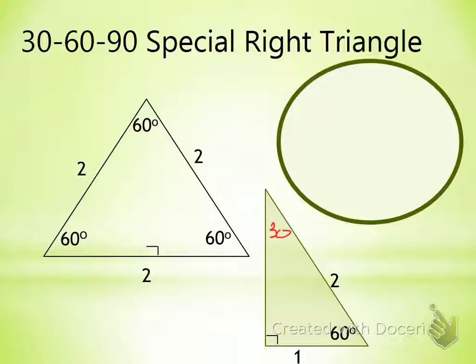Now, we don't have the length of this leg right here that comes from the equilateral triangle. So what we could do is do quick Pythagorean theorem, right? 2 squared equals 1 squared plus x squared. This is 4, this is 1. Subtract 1, you get 3, square root, and this ends up being the square root of 3.